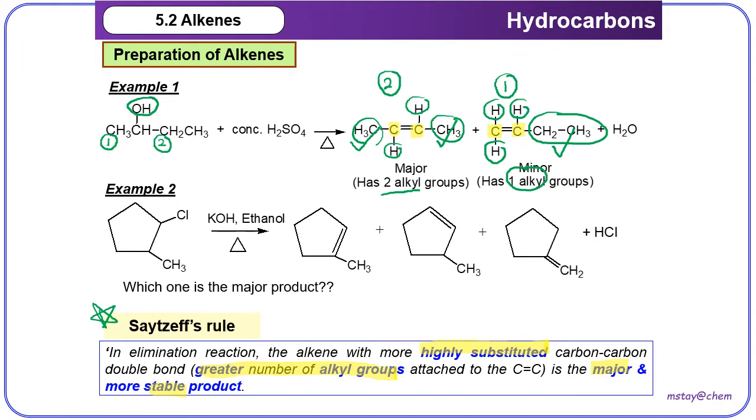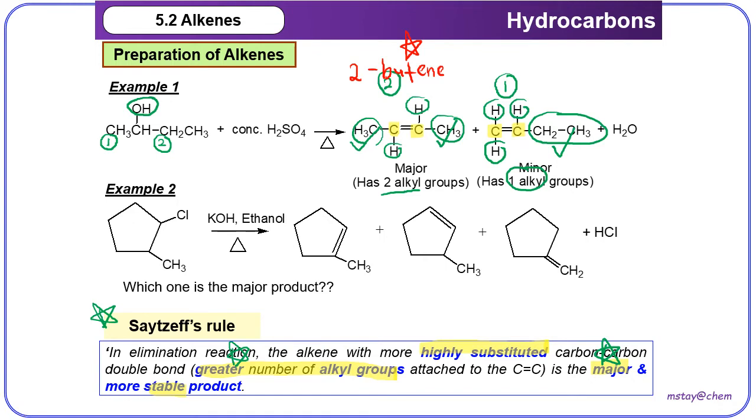Based on the rule, a greater number of alkyl groups gives the major product. That is why this compound is the major product. If I want to name this major product, it is 2-butene.